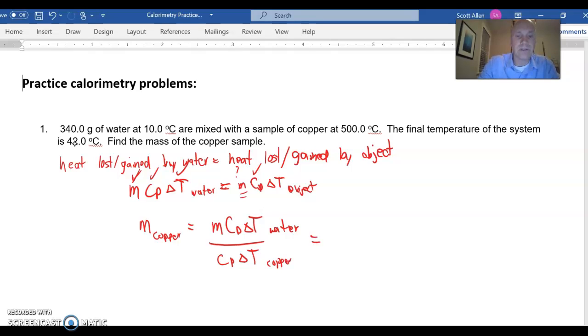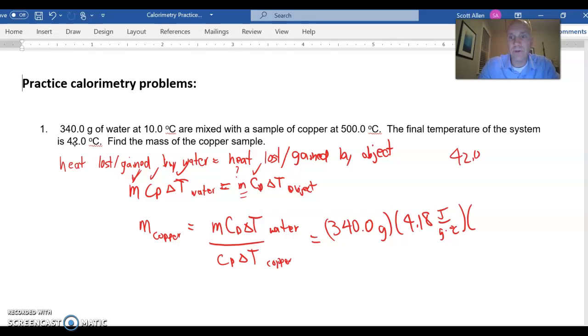So let's fill things in. We know that the mass of the water is 340.0 grams. The specific heat is 4.18 joules per gram per degree Celsius. The change in temperature is going to be 42.0 minus 10.0, so that's 32.0 degrees Celsius, all over top of the specific heat of copper.